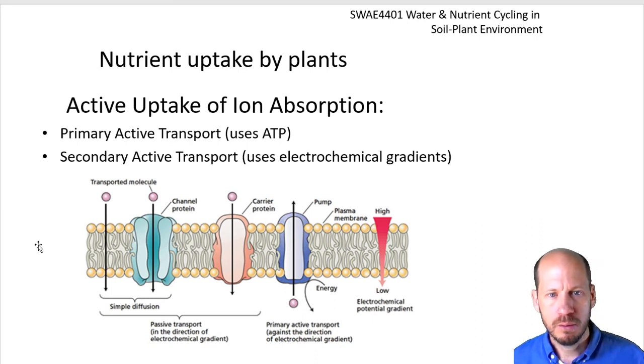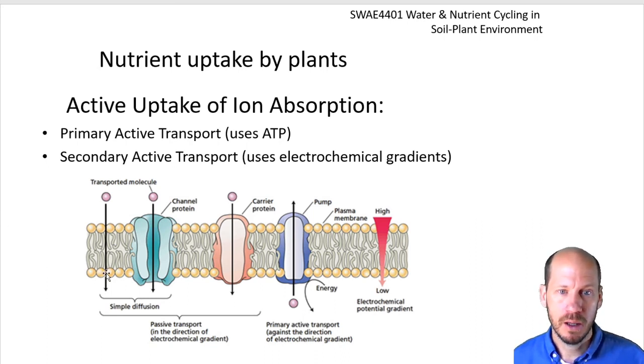And also, some of these channels are shared between different ions. When these channels are shared, it means that if you have too much of one ion, you will decrease the absorption of the other ions. And this will be competitive absorption. So if you have too much potassium, you will decrease the absorption of ammonium, for example.